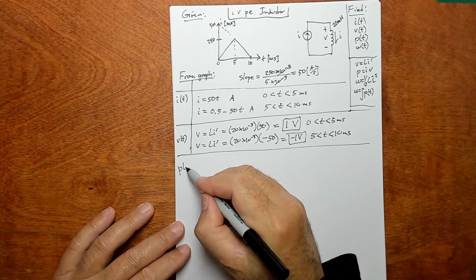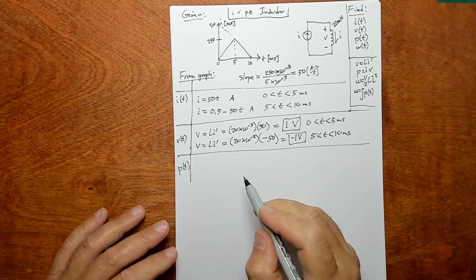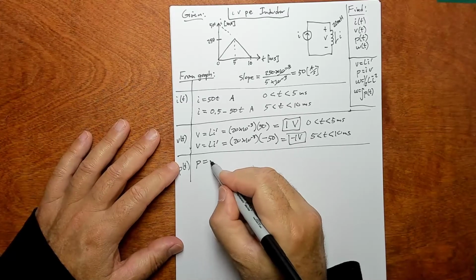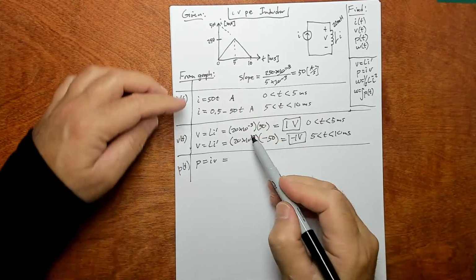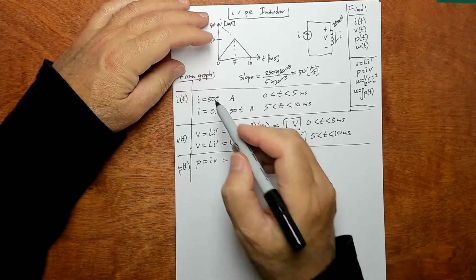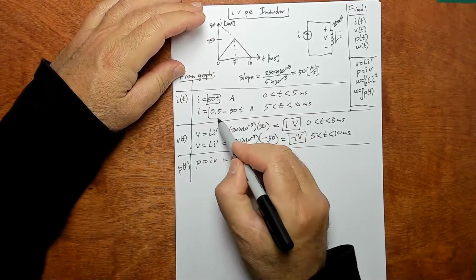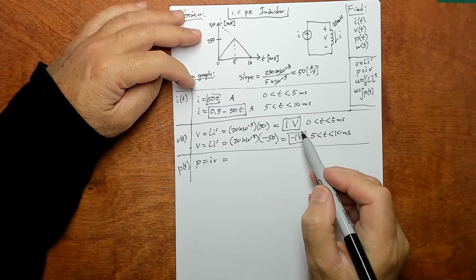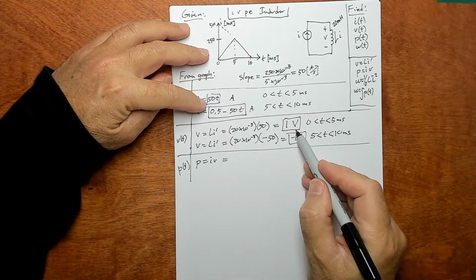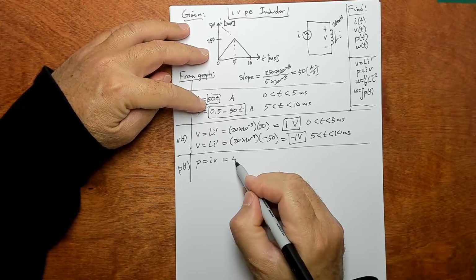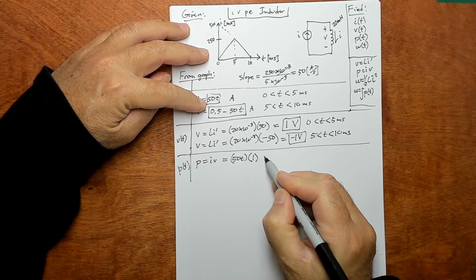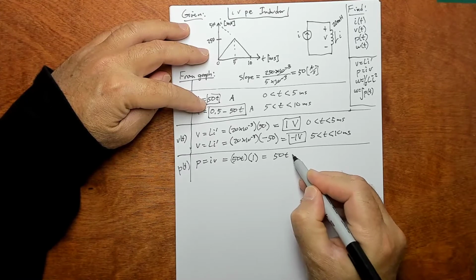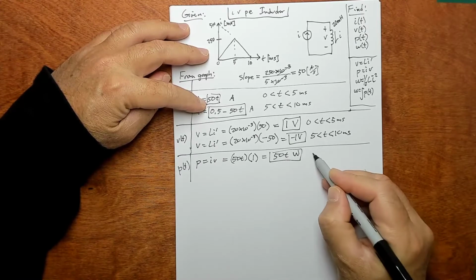And the power, once again, we do it over 2 intervals. So the first interval from 0 to 5, we're just going to multiply these 2 equations together. So 50t amps times 1 volt is 50t watts from 0 to 5 milliseconds.